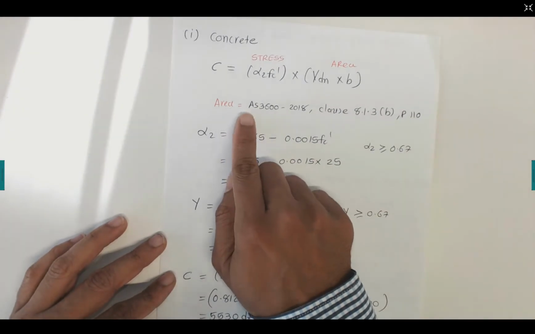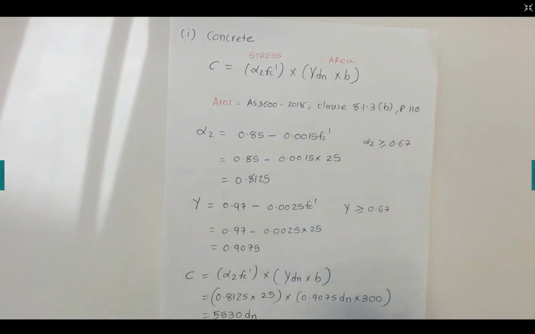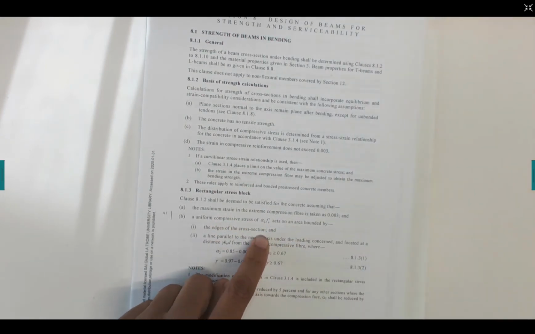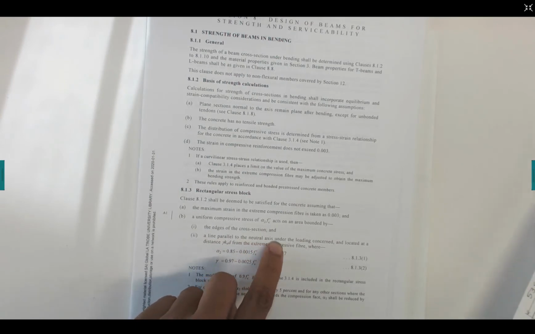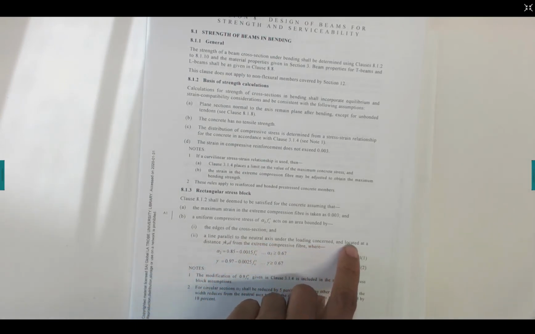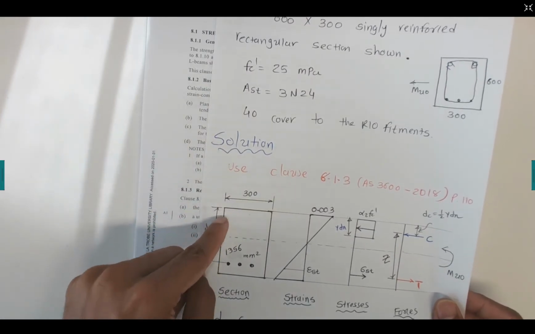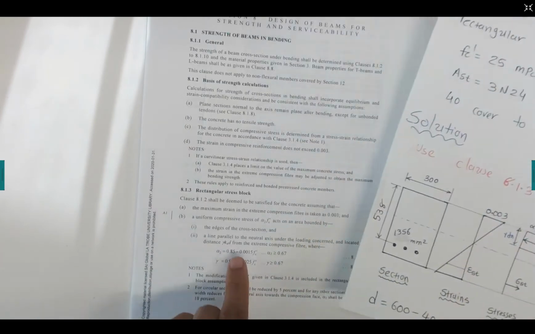So to calculate the area, Australian Standards clause 8.1.3(b) gives this note, saying that the uniform cross-section area of alpha 2 fc is the area bounded by the edges of the cross-section, meaning this one, and then the line parallel to the neutral axis under loading concern, located at a distance of gamma ku d, that is gamma dn, from the extreme compression fibre. So that is the line parallel to the neutral axis, and that is the value of gamma ku d, and ku d I write here as dn.